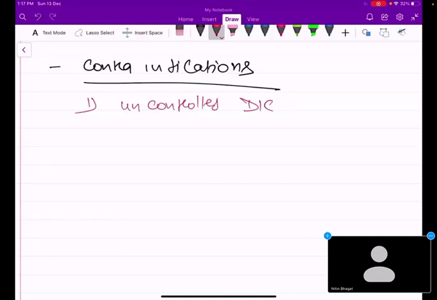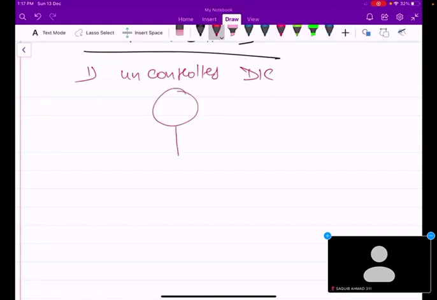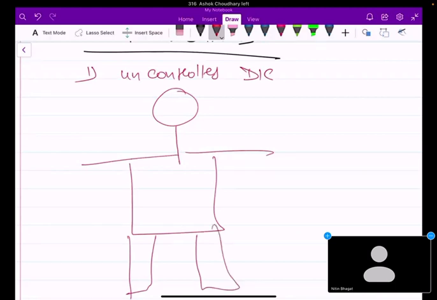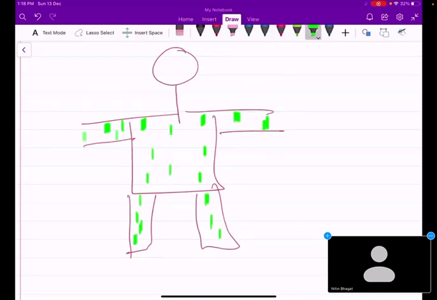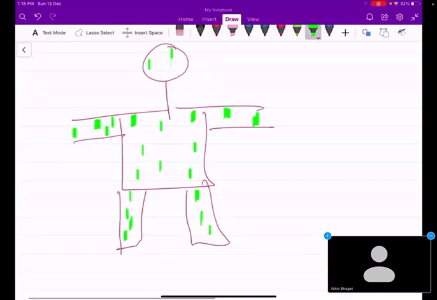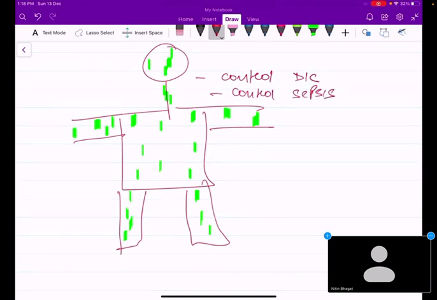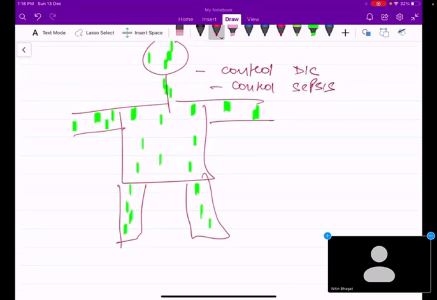Uncontrolled disseminated intravascular coagulation. Fine. So what happens in disseminated intravascular coagulation? Let's say this is your patient, and in the body of the patient, there is coagulation here, there, everywhere. Now, this could be due to sepsis. What you should do is first control disseminated intravascular coagulation. You should first control sepsis. Fine. Then only you should give platelets.